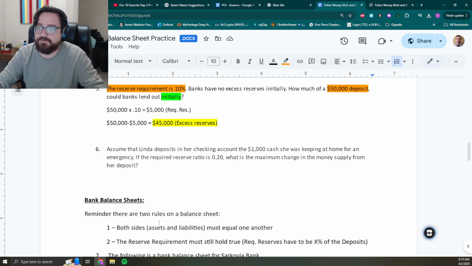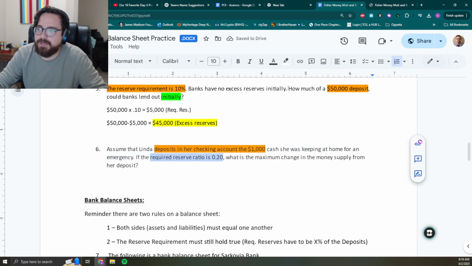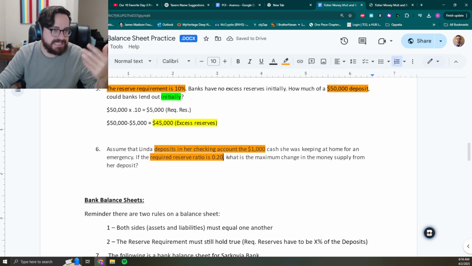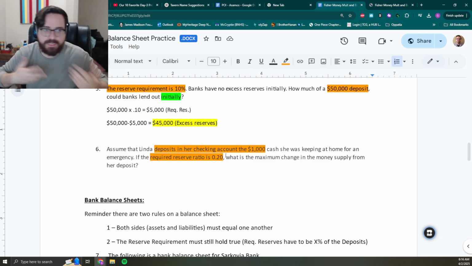Okay, last one before we get to the balance sheets. This is all sort of helping you get used to stuff that'll happen on a balance sheet. Okay, assume Linda deposits in her checking account the $1,000 cash she was keeping at home for an emergency. Okay, so she deposits $1,000. Got it. If the required reserve ratio, which to be clear, the reserve requirement is a percentage, the required reserve ratio is a decimal, they mean the same thing. So this is the same as saying the reserve requirement is 20%, the required reserve ratio is 0.2. It's just a different way of phrasing the number.